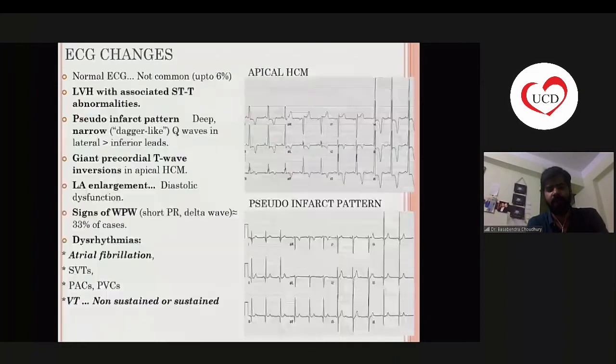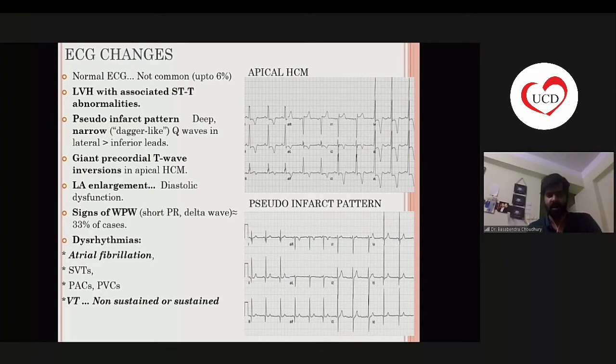Next slide. So we can see ECG can play a very important role in diagnosing HCM. Normal ECG is not so common. Only 6% of patients can have a normal ECG. LVH with associated ST-T changes is quite common. Pseudo-infarct pattern with deep, narrow, dagger-like Q waves in lateral more than inferior leads. We can see in the right bottom picture, pseudo-infarct pattern, and giant precordial T wave inversion in apical HCM, the right upper picture.